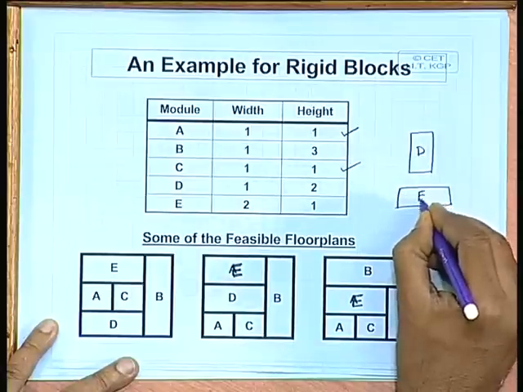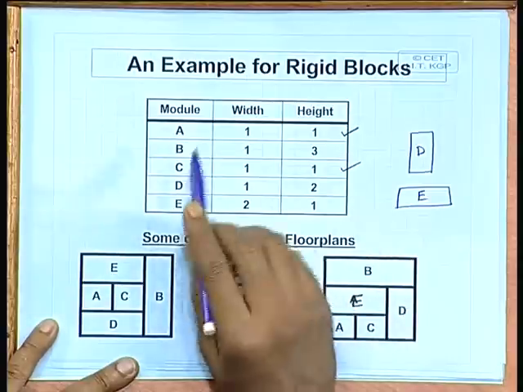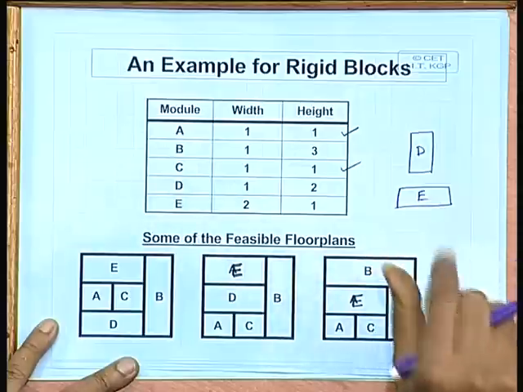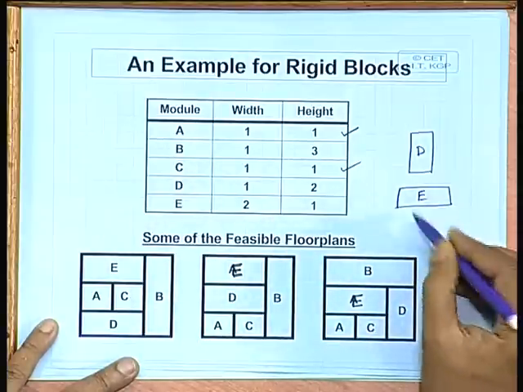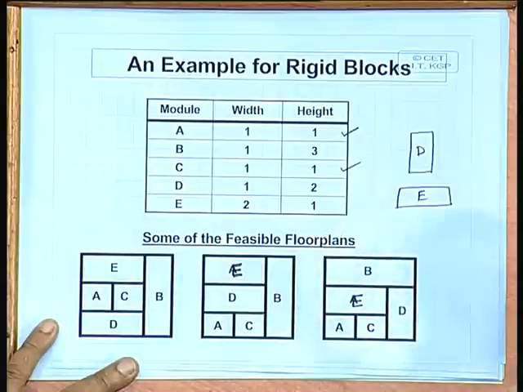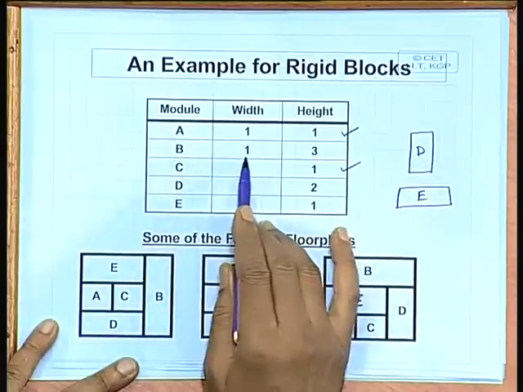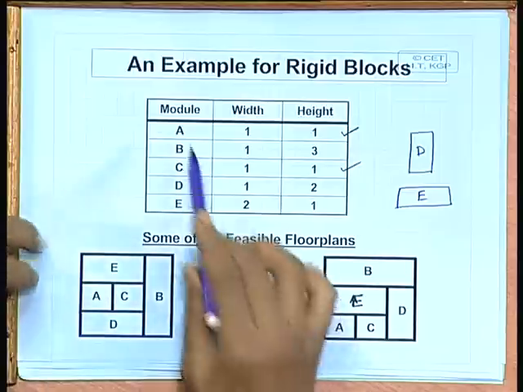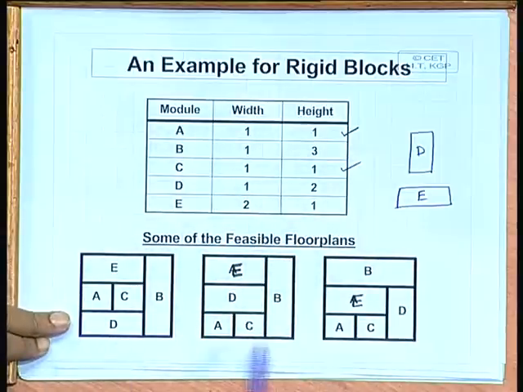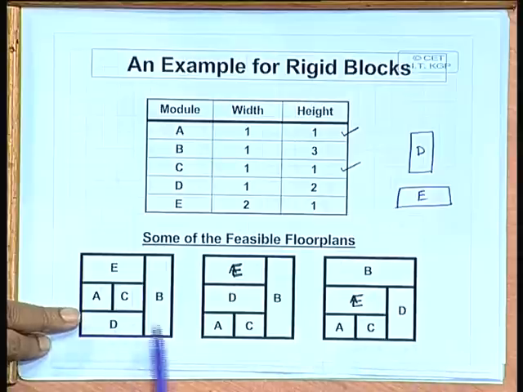But one thing you observe, if we rotate the block, D and E will look the same. So, as part of floor planning, sometimes we also have flexibility in orienting a block suitably by rotating it, or even you can take the mirror image of a block. Of course, B is the biggest one, width 1 and height 3. So, for this particular problem, this diagram shows some of the feasible floor plans. There can be many others, but I am showing only 3.